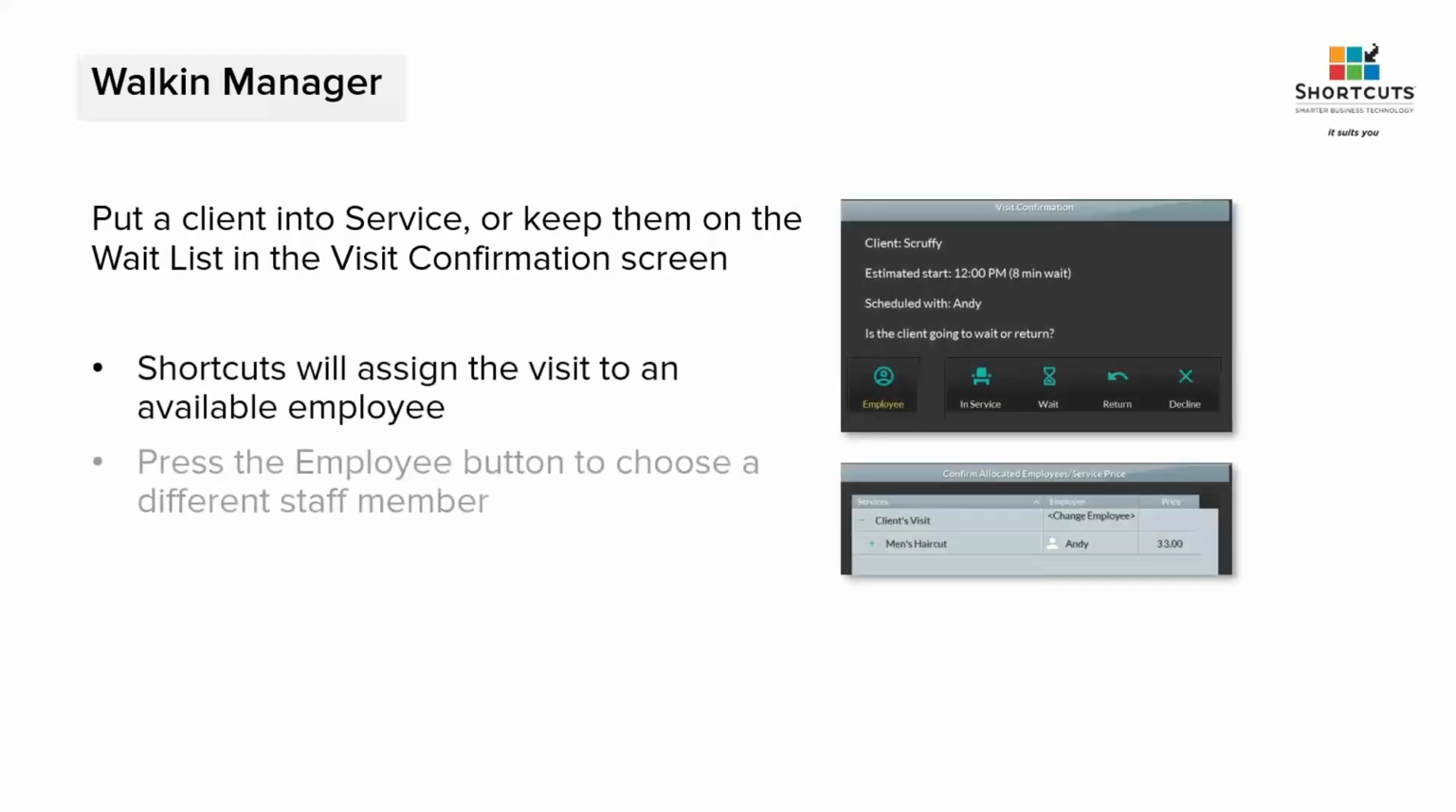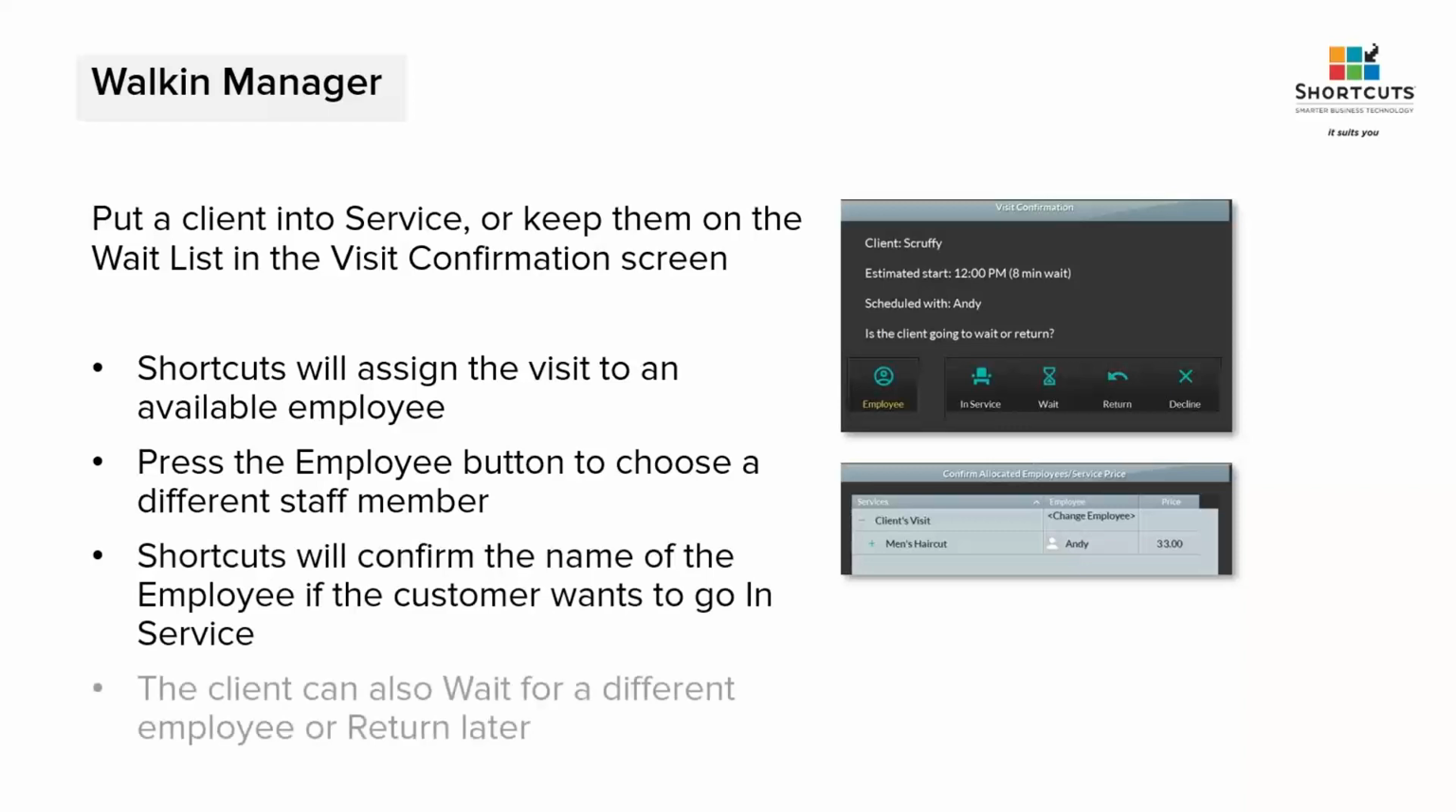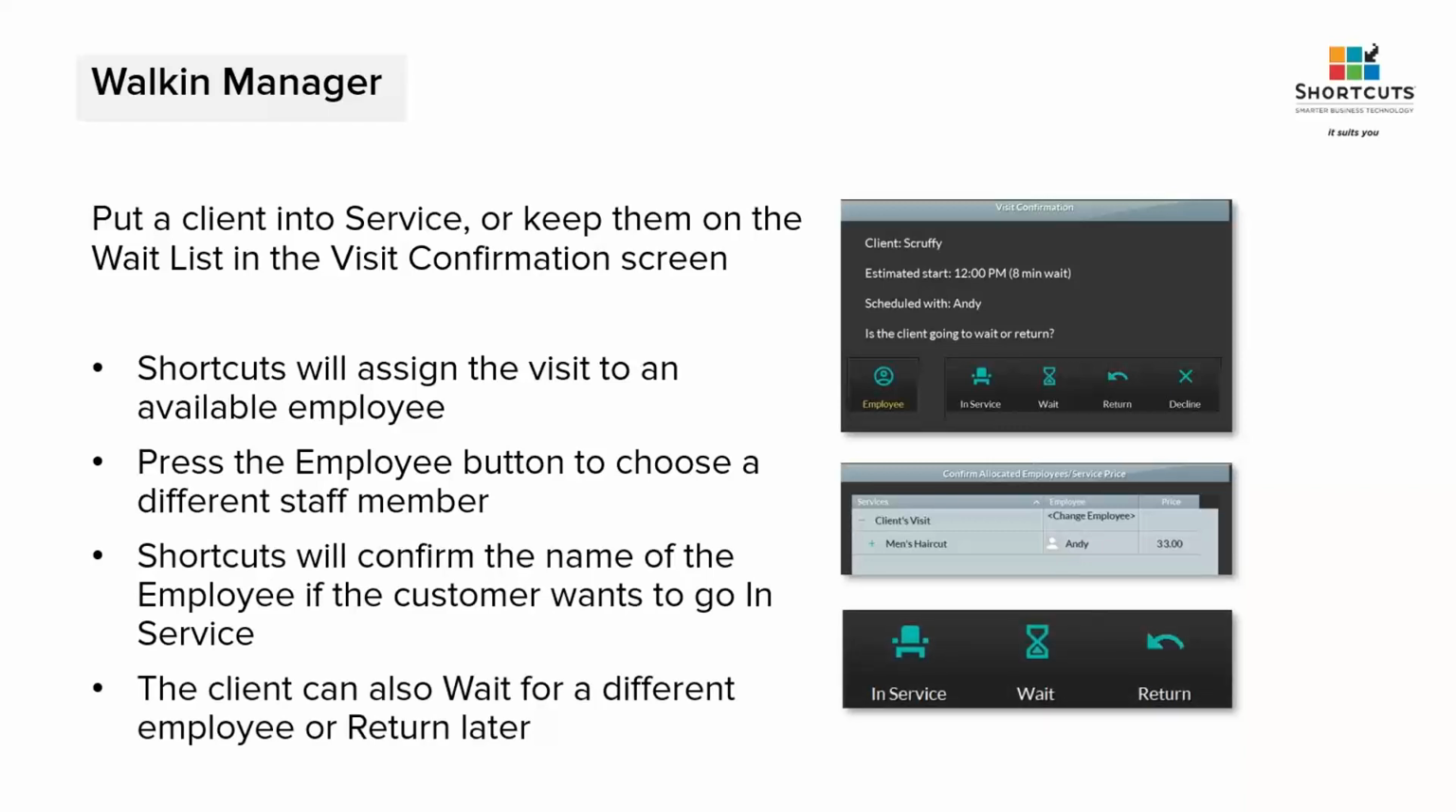Now, if there is an employee that's on the clock and they're available, then Shortcuts will suggest, okay, this employee is available to take this service. Would you like to put them in service now or keep them on the wait list? If the customer requests a different employee, you do have the ability to press the employee name and then choose a different staff member. Otherwise, if the customer wants to wait for their favorite, then they can press the wait button, or your staff can press the wait button.